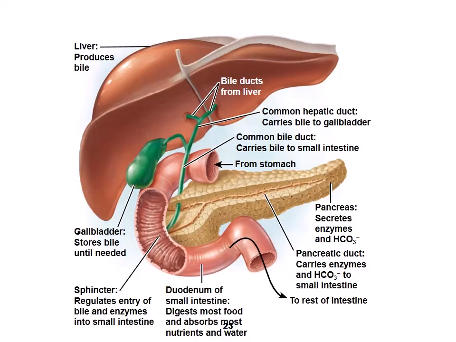So in this picture, they've got a picture of the liver with a bile duct from the liver to the gallbladder, and then another bile duct to the small intestine. And you've got your small intestine there. You can see the small intestine gets stuff from the gallbladder and from the pancreas. And it says the pancreas secretes enzymes and bicarbonate ion. Again, those bicarbonate ions will help neutralize the stomach acid there.